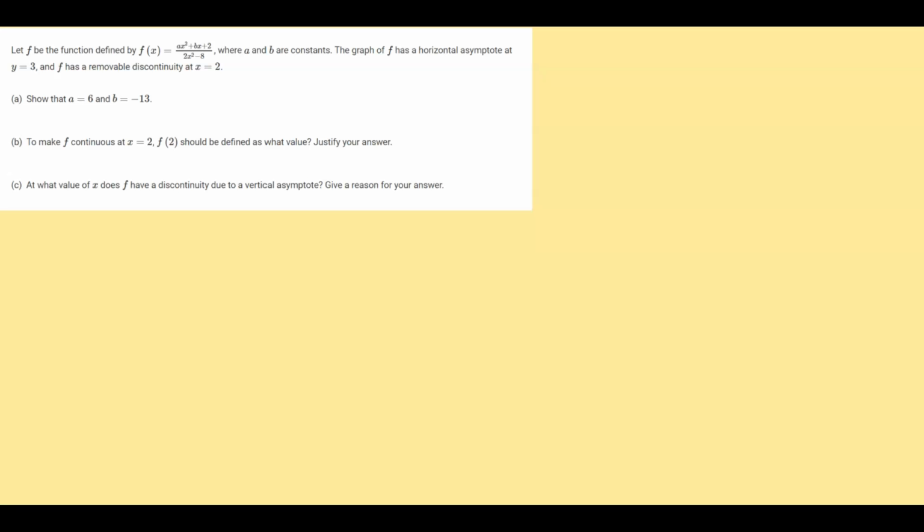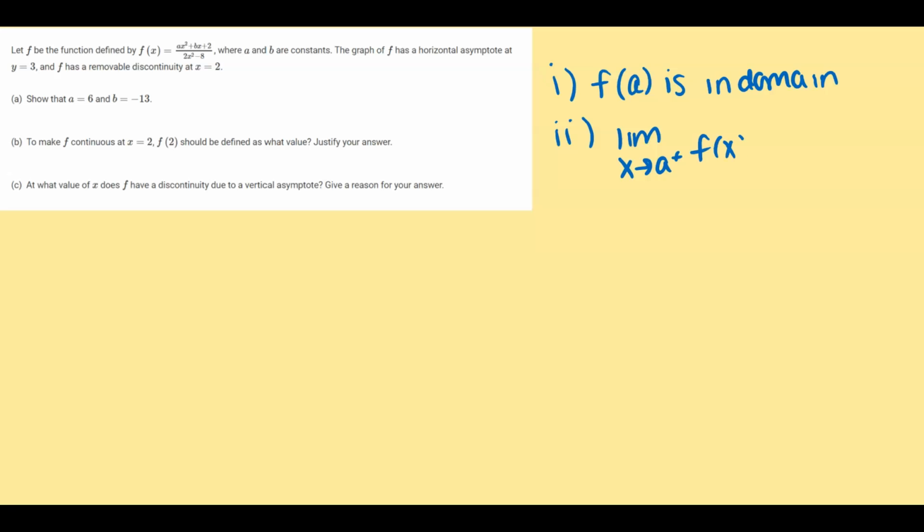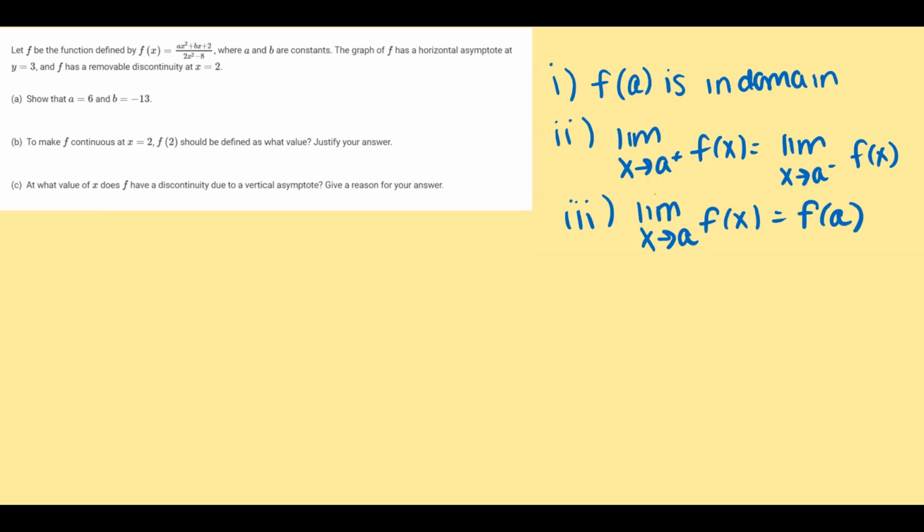Basically, for continuity, we know we need three things. The definition of continuity says, 1, that f of a is in my domain. 2, that the limit as x approaches a from the right equals the limit as x approaches a from the left. And 3, that the limit as x approaches a of f of x is equal to f of a. So that means we need the limit as x approaches 2 of f of x to equal f of 2.